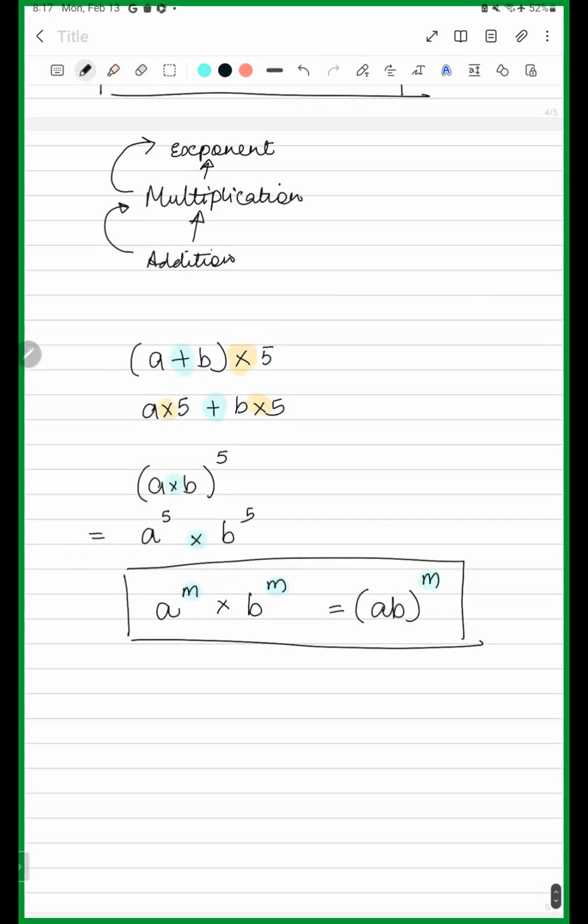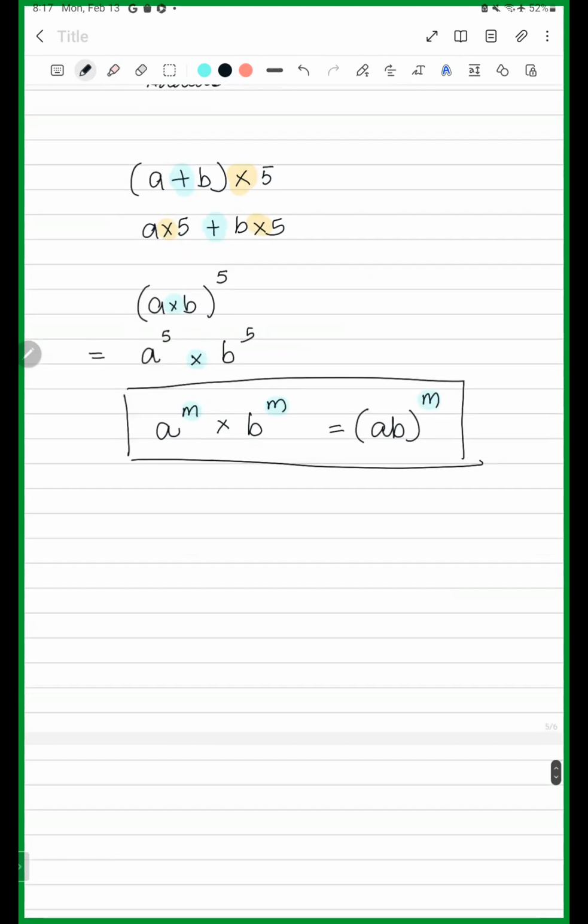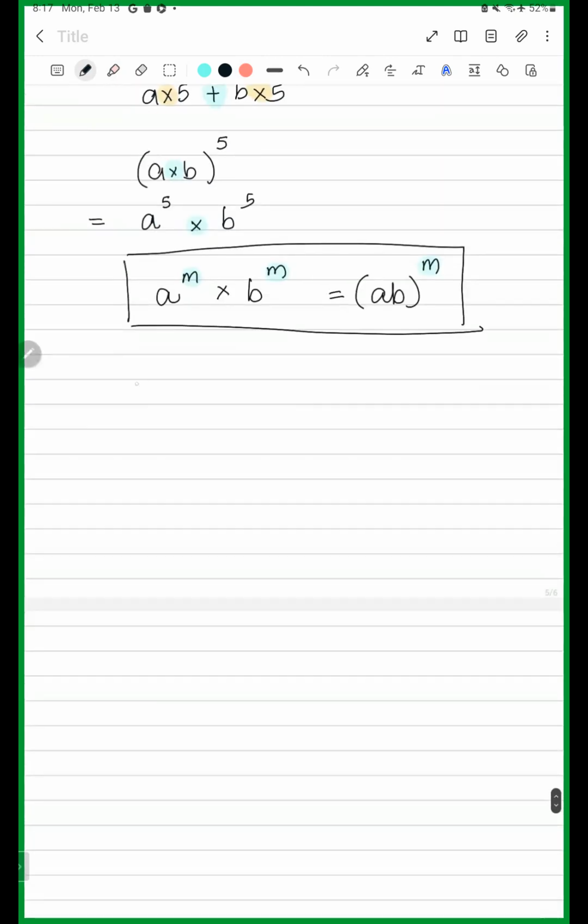Okay, understood. Yeah. Now one more thing: anything to the power of 0 is 1. Let's see how. Actually, you don't have to see how, but just remember that anything to the power 0 gives you 1.